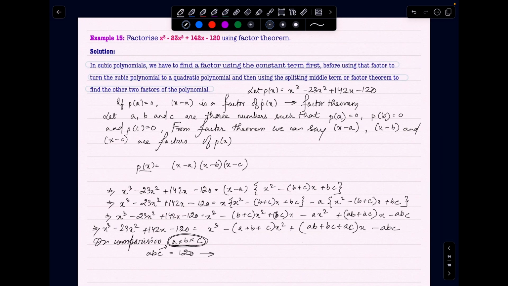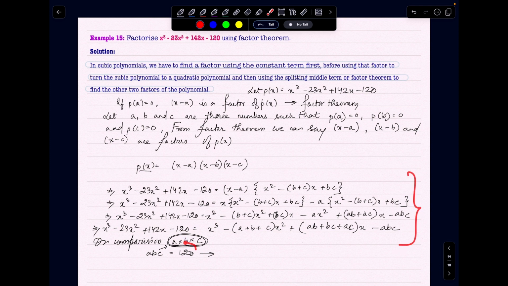How many pages? 4 pages I took to write the answer to make you understand. Got my point? So in a cubic polynomial, what do you have to do? You have to find a factor first using the constant term. You do not have to write everything. To make you understand why we are using the constant term, I have done this.